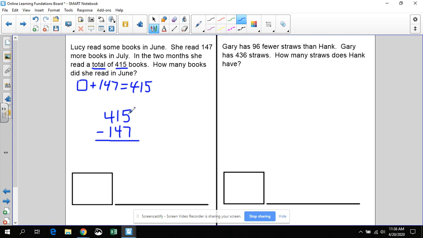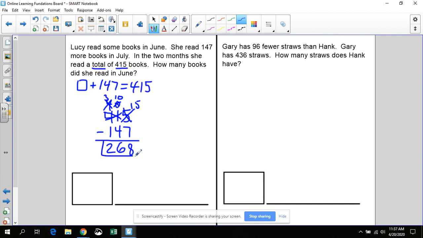So now I have 5 minus 7, which I cannot do, so my 41 becomes a 40. My 5 becomes a 15. 15 minus 7 is 8. Now I have 40 minus 14. I can't do 0 minus 4, so the 4 becomes a 3. The 0 becomes a 10. 10 minus 4 is 6. 3 minus 1 is 2.